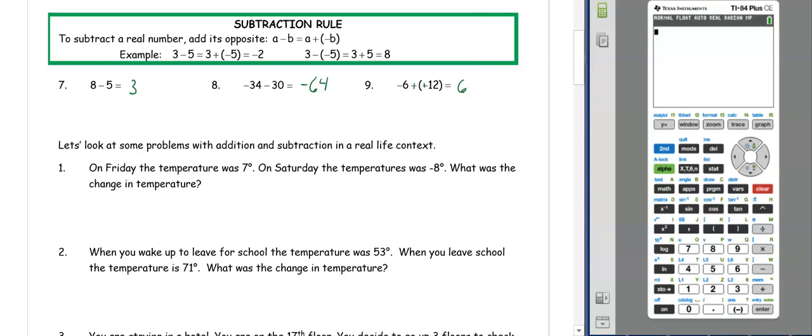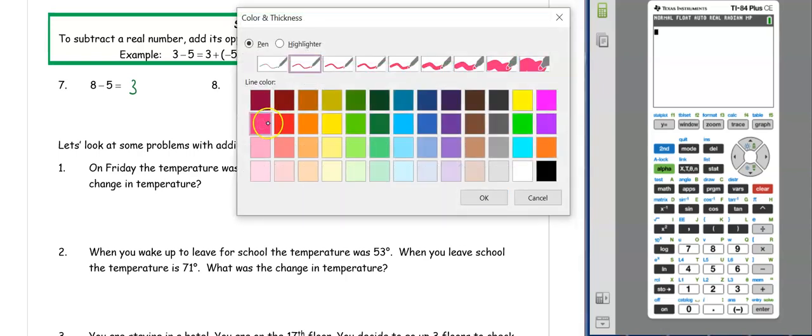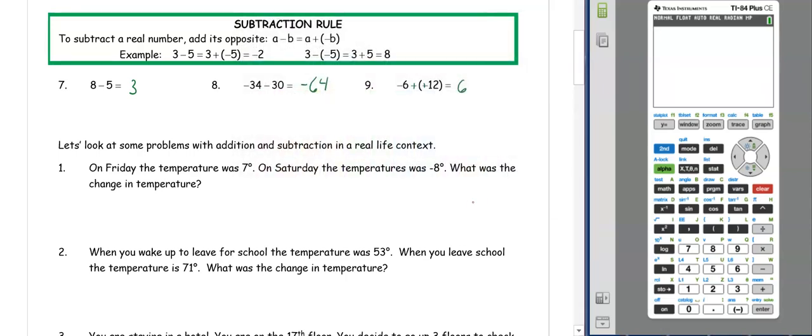So let's look at some problems with addition and subtraction in a real life context. On Friday, the temperature is 7 degrees, and on Saturday, the temperature was negative 8 degrees. What is the change in temperature? So we want to see how did we go from 7 to negative 8.